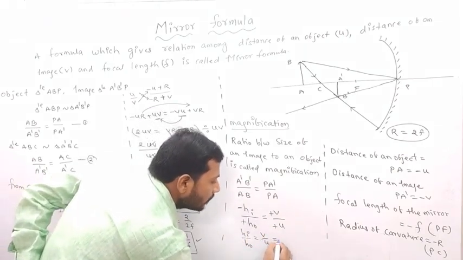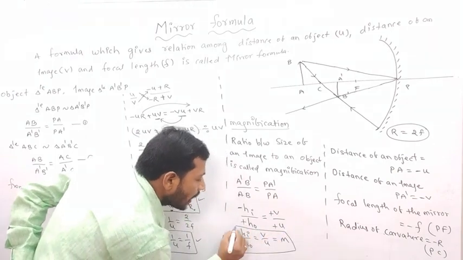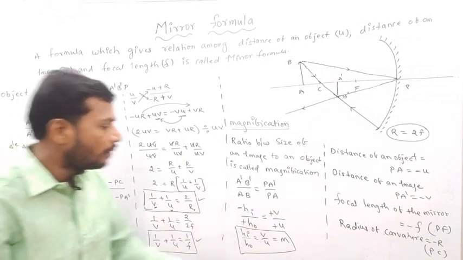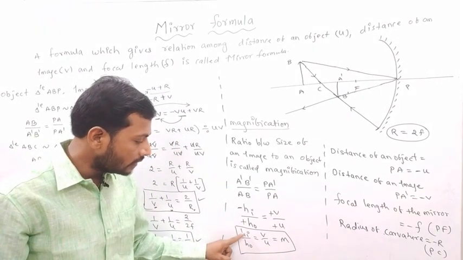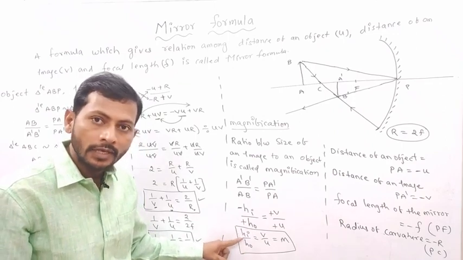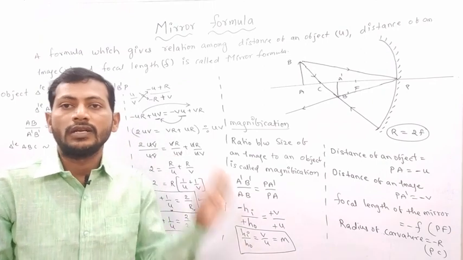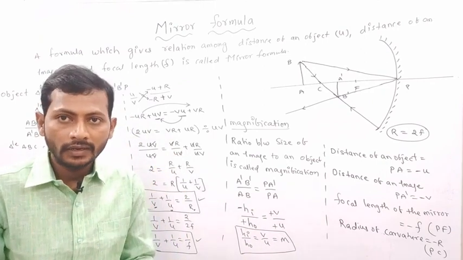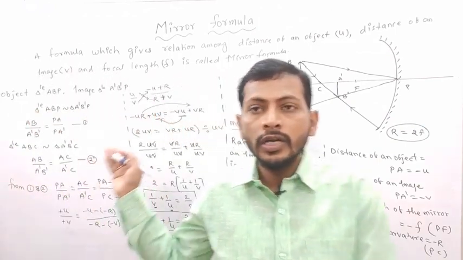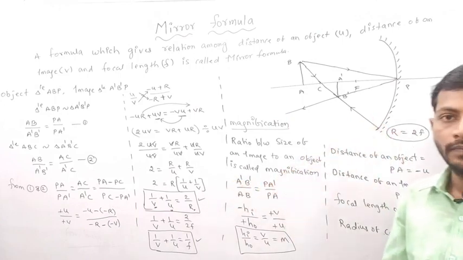This is called magnification, represented by the letter small m. That's why I have given the formula: m equals V by U, or height of the image by height of the object. When you take height of the image by height of the object, you have to apply the sign convention. Isn't it clear? Okay, thank you. So now, this thing you understood very well, the mirror formula and magnification.